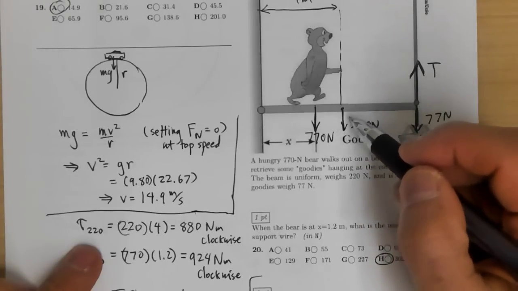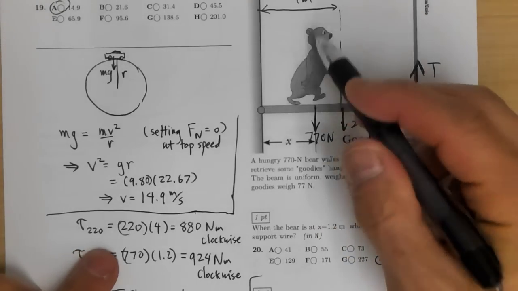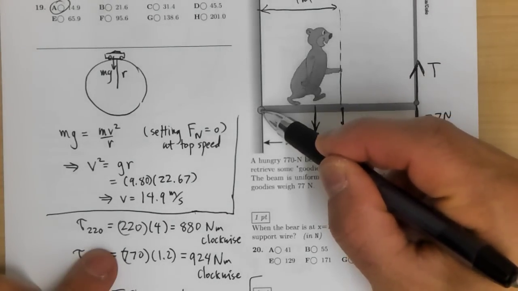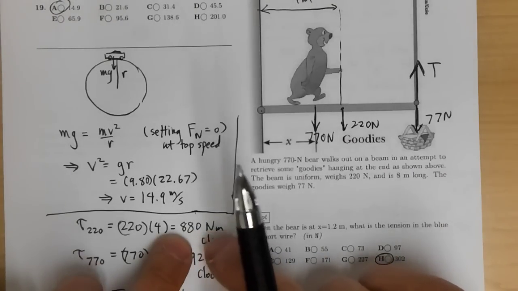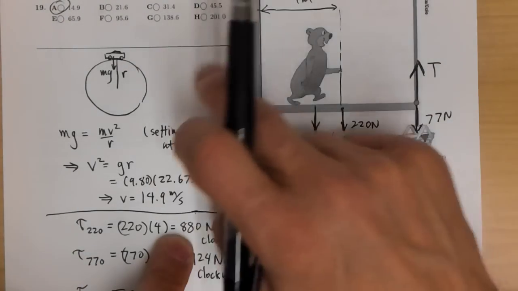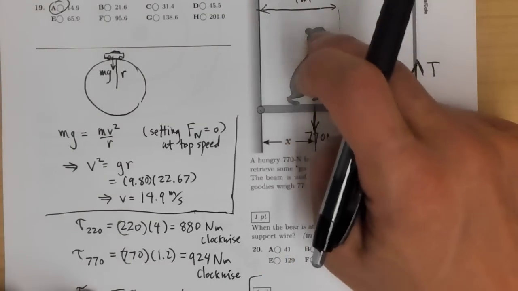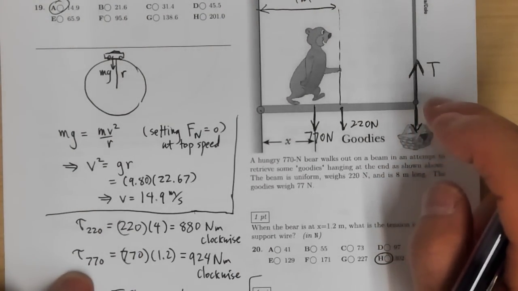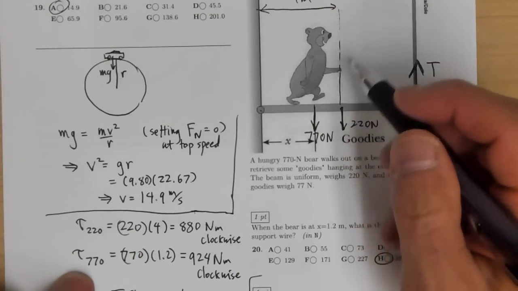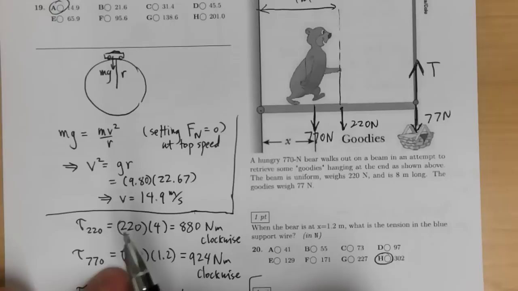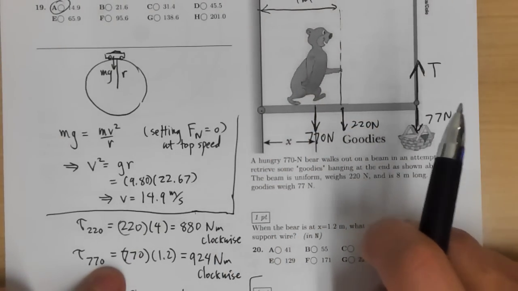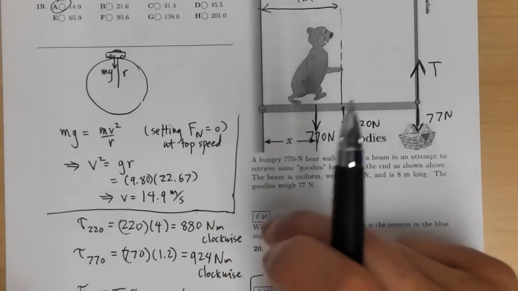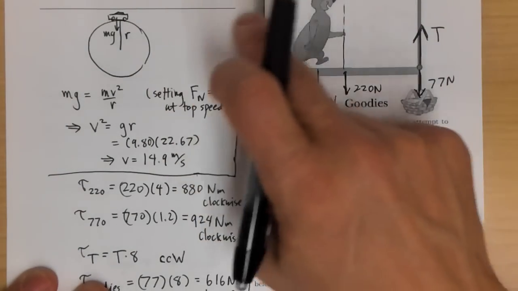So the 220 Newton force here is acting at a distance 4 meters from the rotation point here. And so we have 220 times 4, that's 880 Newton meters going in the clockwise direction. It's trying to rotate clockwise. And then we have the torque due to the 770 weight of the bear. So we have 770 times the distance x, which is 1.2 in this problem. So we have 924 Newton meters, which is also clockwise.